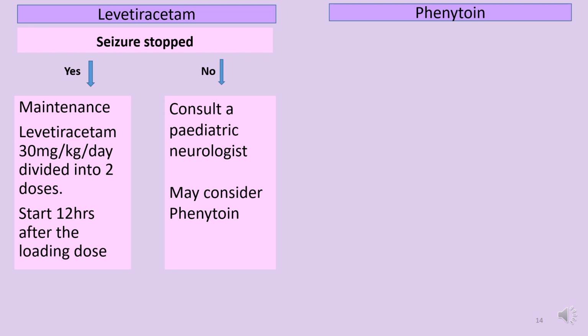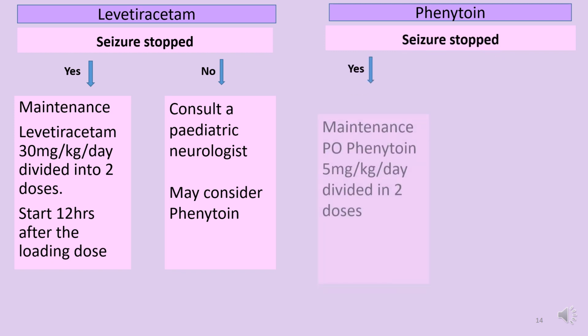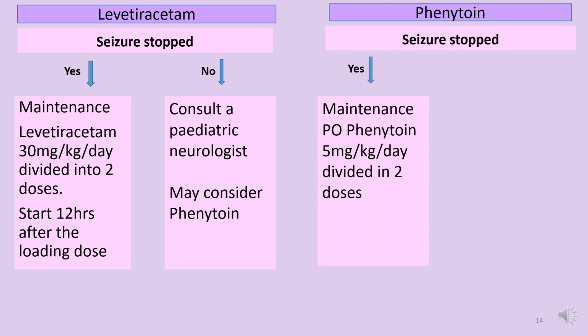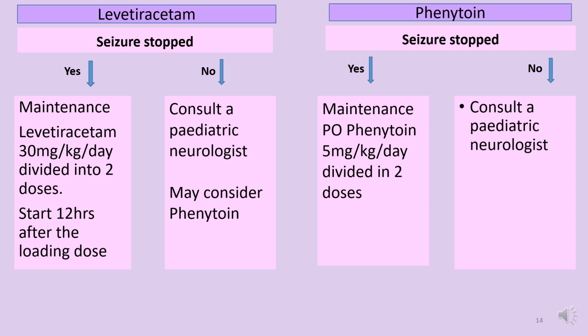In the event you used phenytoin after phenobarb, the same question arises, has the seizure stopped? If the answer is yes, then you start the baby on maintenance phenytoin, which is given orally. The dose is 5 milligrams per kg per day in 2 divided doses. In the event that the seizure has not stopped, then just like previously, you need to consult a pediatric neurologist, and also you may want to consider giving levetiracetam. That means you can have a neonate who is on 3 medications or more than 2 medications for anticonvulsant therapy.